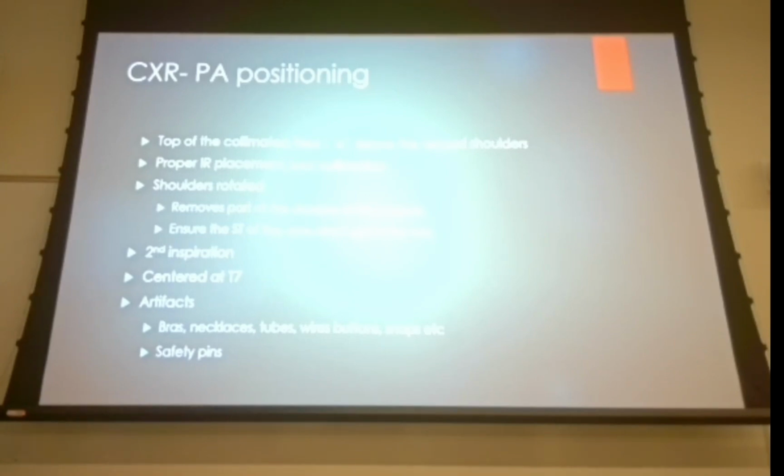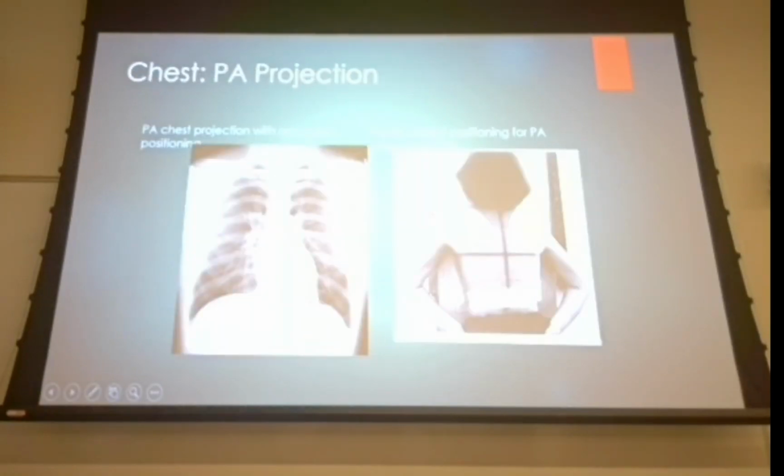So proper placement of the image receptor is important so that you get your collimated field right. Shoulders rotated, we talked about. Second inspiration, center C7, we talked about all that. So that's what it should look like. Remember the evaluation criteria that we talked about in Merrill's: you should see how many ribs?